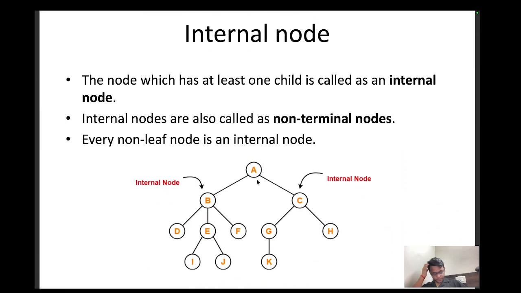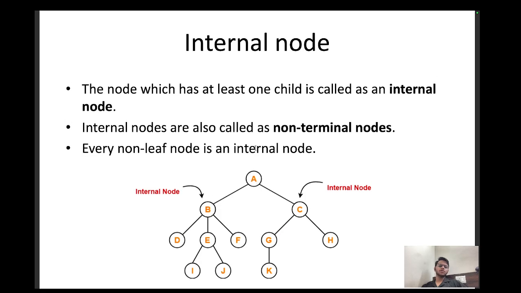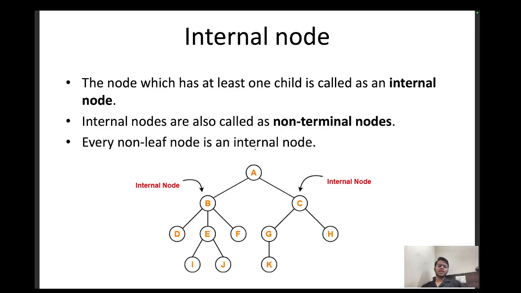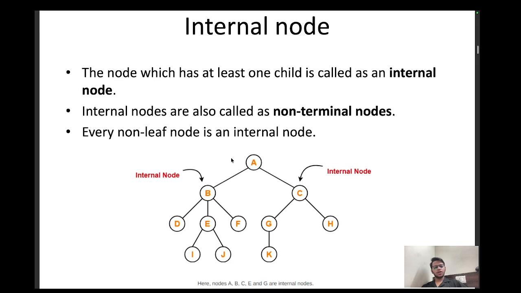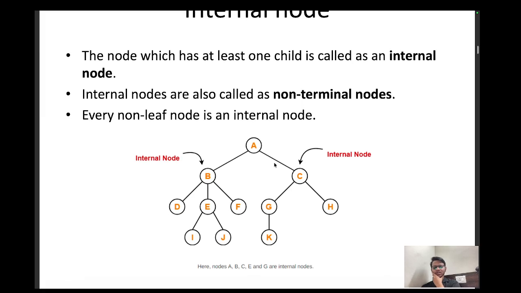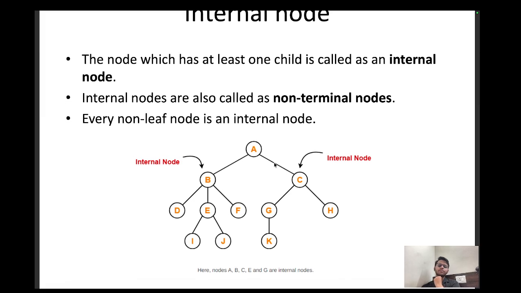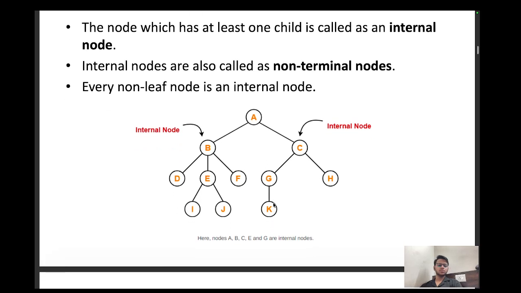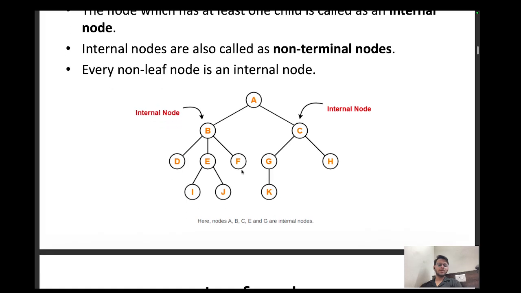Let us move further and see what an internal node is. The node which has at least one child is called an internal node. Internal nodes are also called non-terminal nodes. If we see the diagram, every node has at least one child, except the nodes D, H, I, J, and K. Except these nodes, every node has at least one child. So every non-leaf node is an internal node.